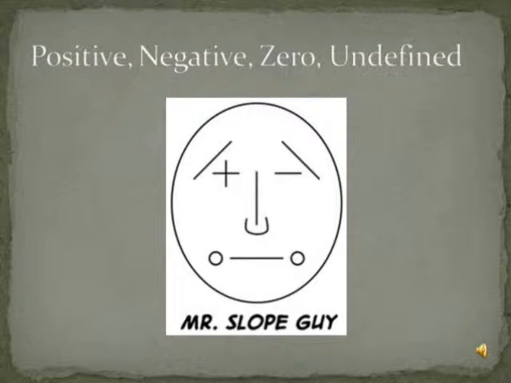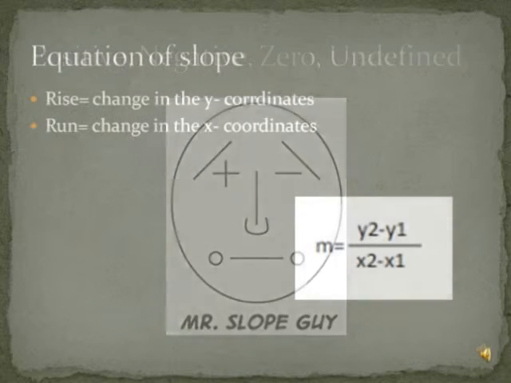If we look at his nose, we can see that the run is 0. Since the 0 is underneath the slope, it is undefined. For the mouth, we see that there is no rise, so 0 is on top, making the slope 0.